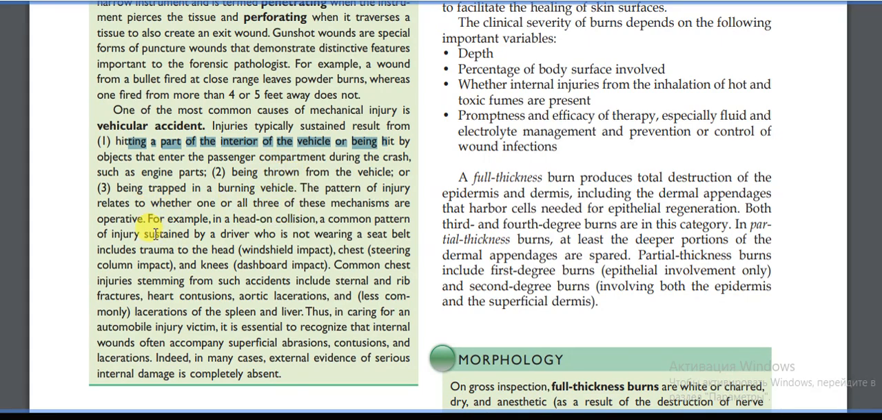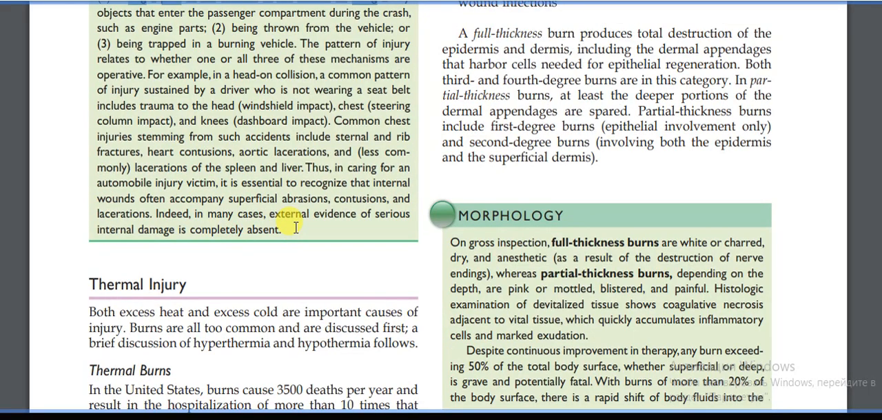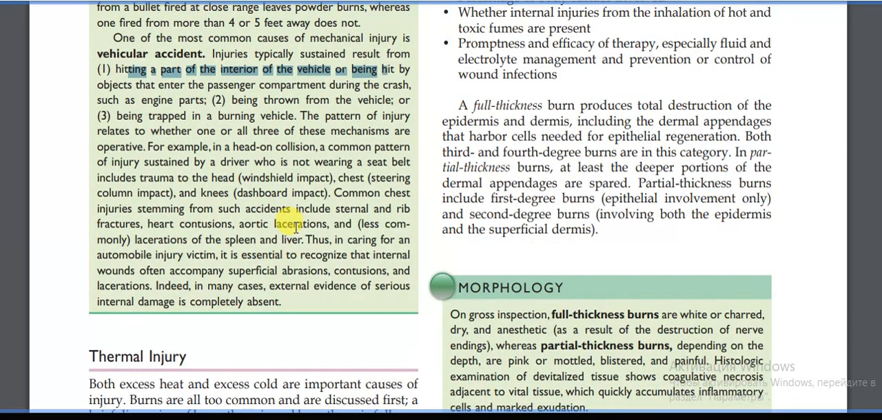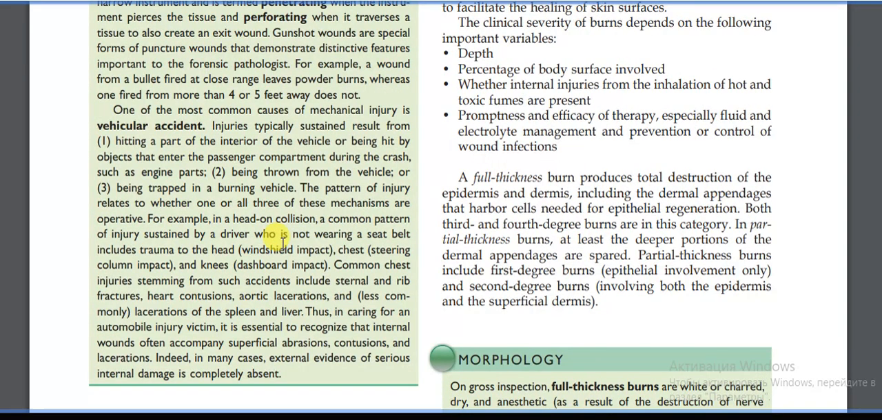The pattern of injury relates to whether one or all three of these mechanisms are operative. For example, in a head-on collision, a common pattern of injury sustained by a driver who is not wearing a seat belt includes trauma to the head, chest, and knees. Okay, it's not the point of my explanation, it's not a point of pathology. You understand that it's a wound, and how a wound is healed. You already heard about that.